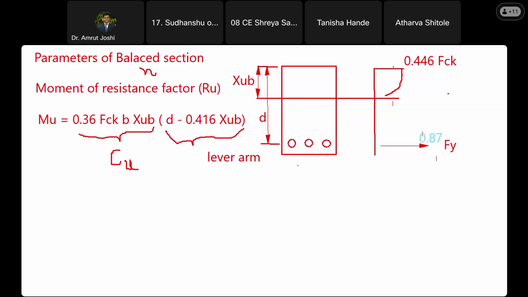So 0.87 fy is the stress, and 0.446 fck dropping down to 0 is the compressive stress. So corresponding to this compressive stress block, we are going to have a total compressive force which acts at the centroid of this stress block, that I am going to show something like this. This is the maximum compressive force this section can offer when it is on verge of failure. I'm going to call it as Cu.